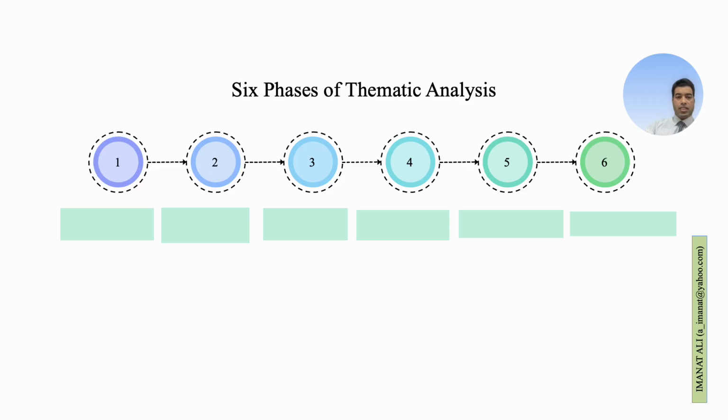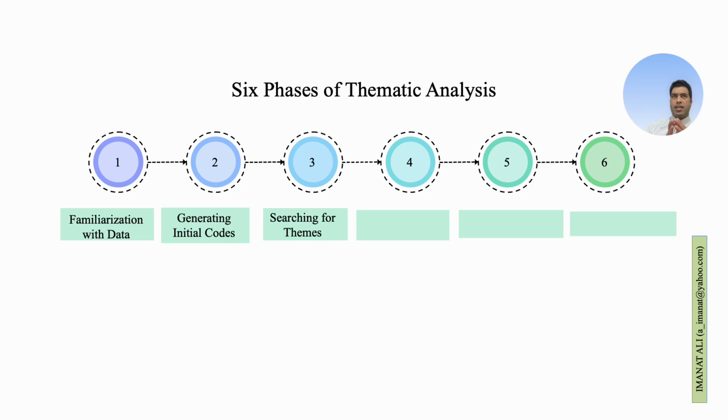Let's move to the six phases of thematic analysis according to Braun and Clarke, and Creswell. The first is familiarization with data. In this phase, a researcher should read again, watch the videos again, transcribe and read, listen, then generate initial codes.